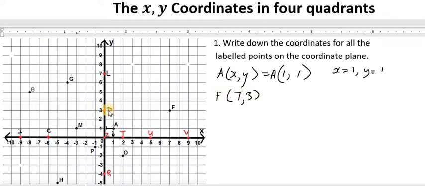Let's look at point D. This one will be interesting. Now, if you notice, point D is a red dot on the y-axis. Point D, again, must have an x location and a y location.